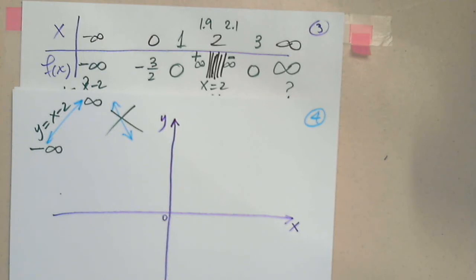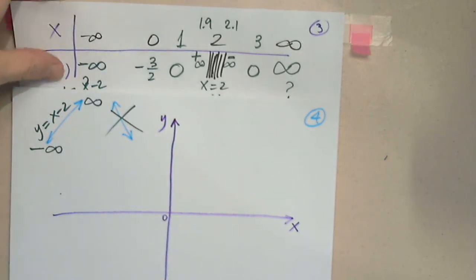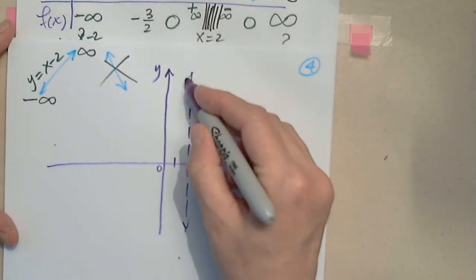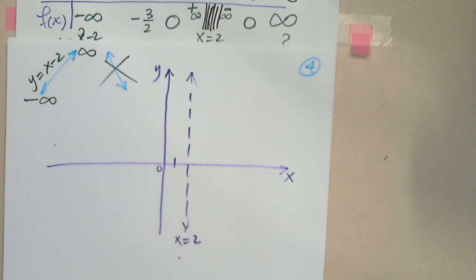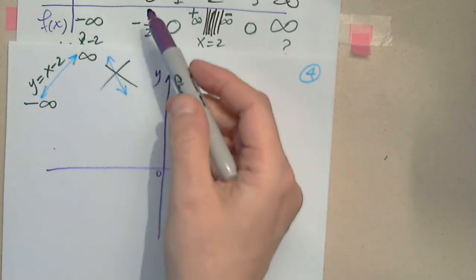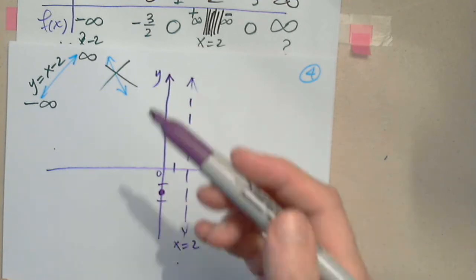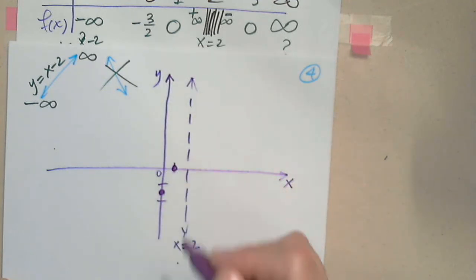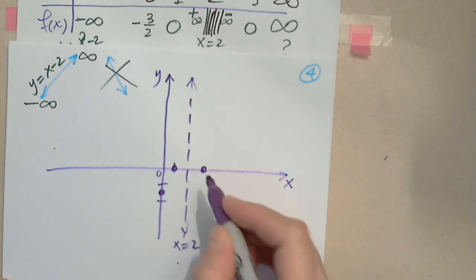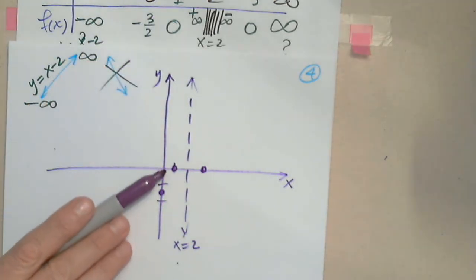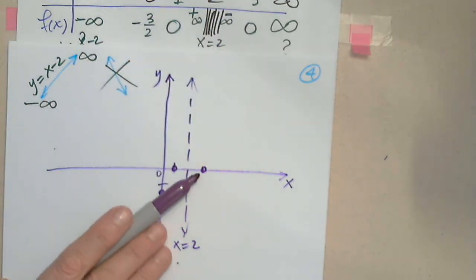The asymptote. Thank you very much. So we have a vertical asymptote at 2. We have a couple of points that we can plot. 0, negative 3/2 is right here. 1, 0 is right here. And 3, 0, which is right here. 0, negative 3/2 is this point. 1, 0 is this point. 3, 0 is this point.